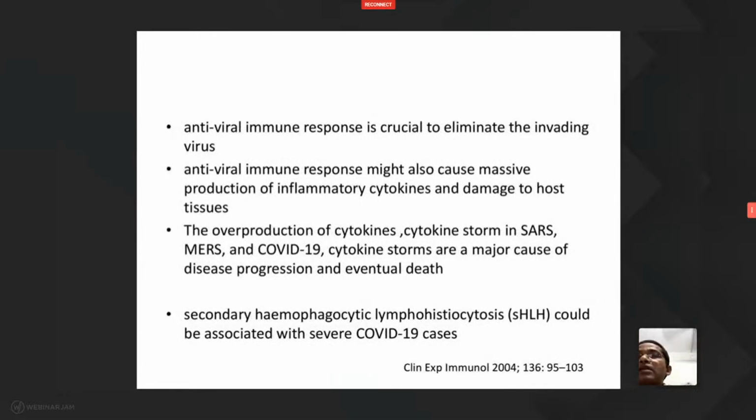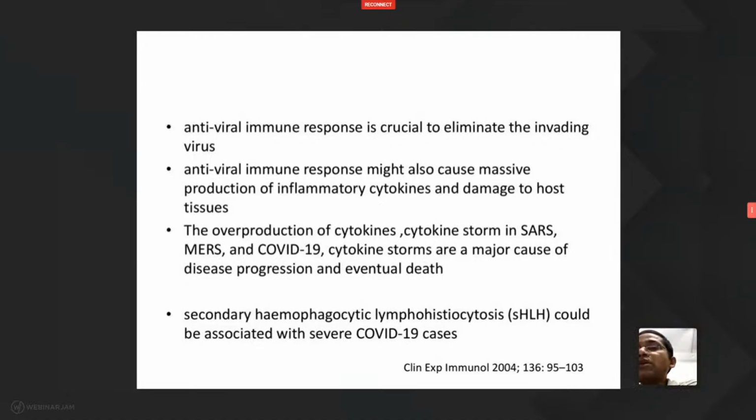Now come to the antiviral immune response. This is crucial, and it occurs mainly in the second week of the disease, that is, after the second week of the virus invading. This antiviral immune response causes massive production of inflammatory cytokines and damage to the host tissue.